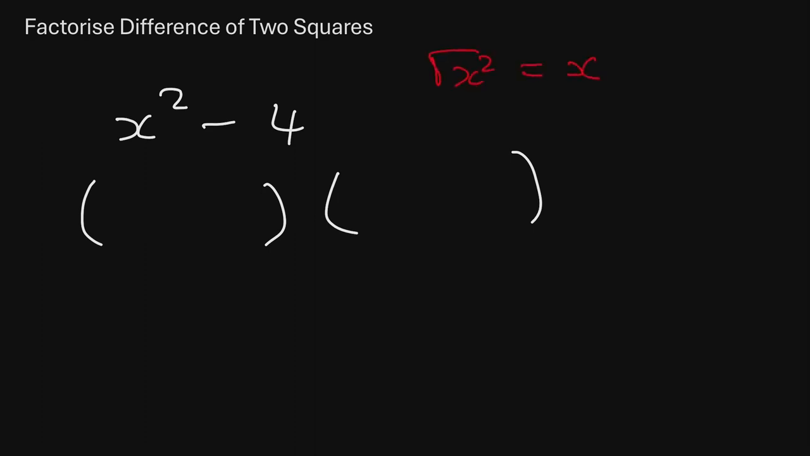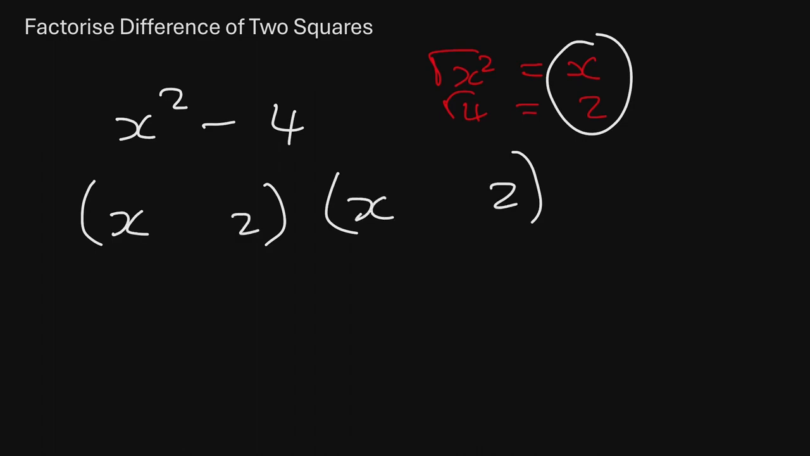And then also, what is the square root of the second term? The square root of 4, we know, is 2. So we're just going to write these factors that come out of the square root as x and 2, x and 2. And the last thing is that because this is a difference of two squares, we are going to have different signs. So this will be minus and plus. If you simplify all this, it must get you back to what you had.